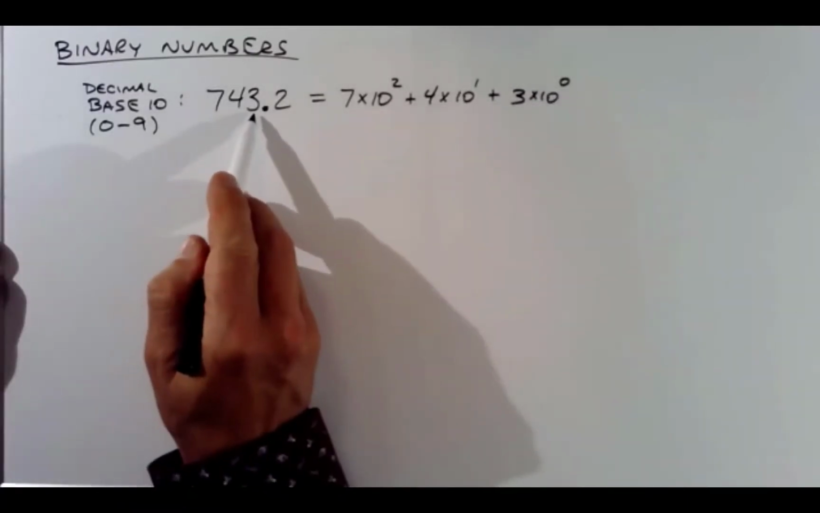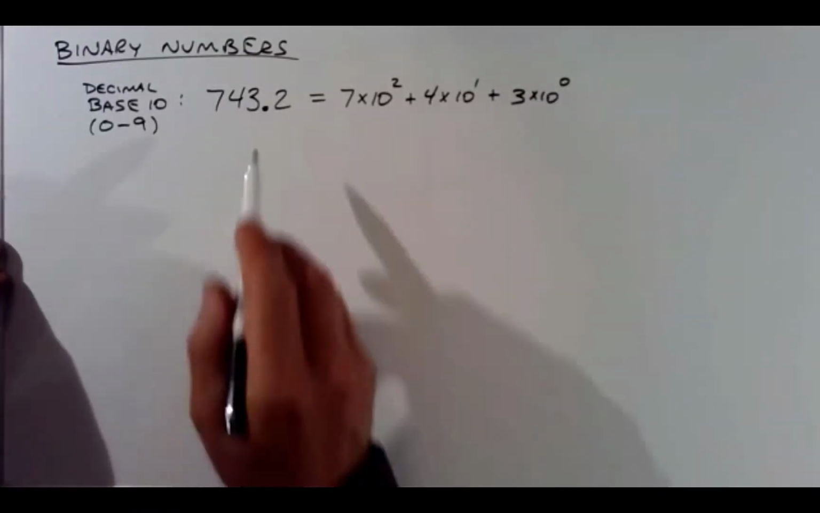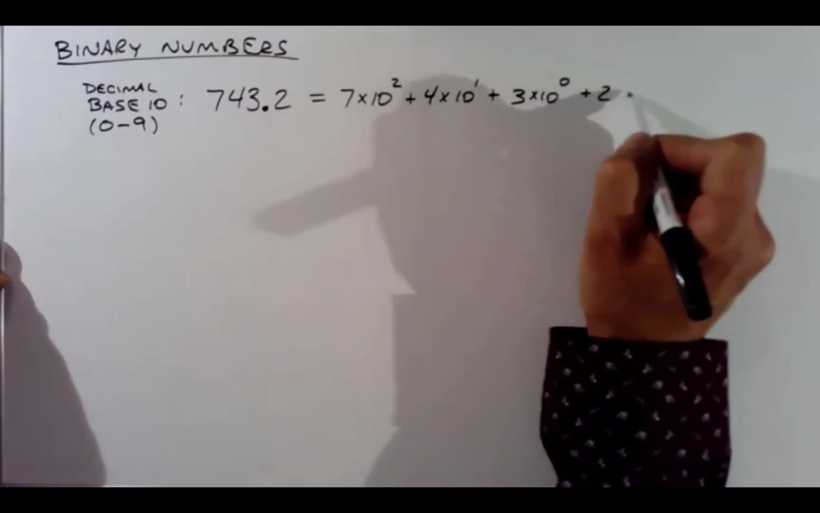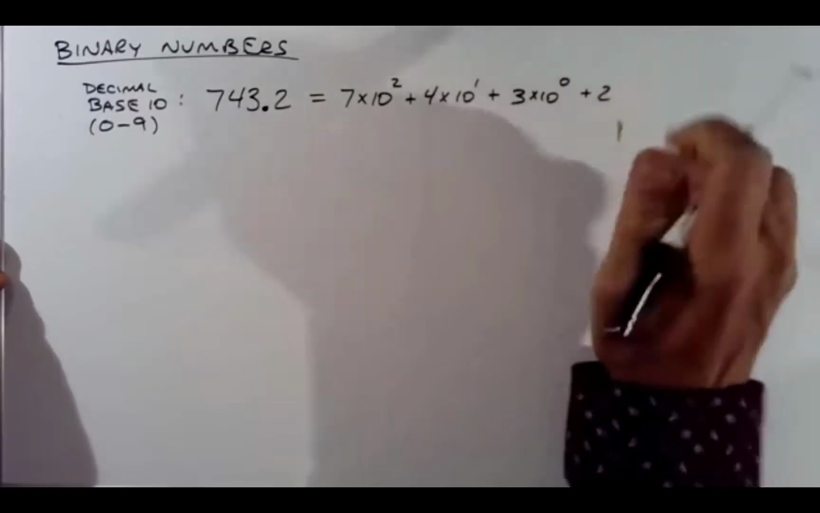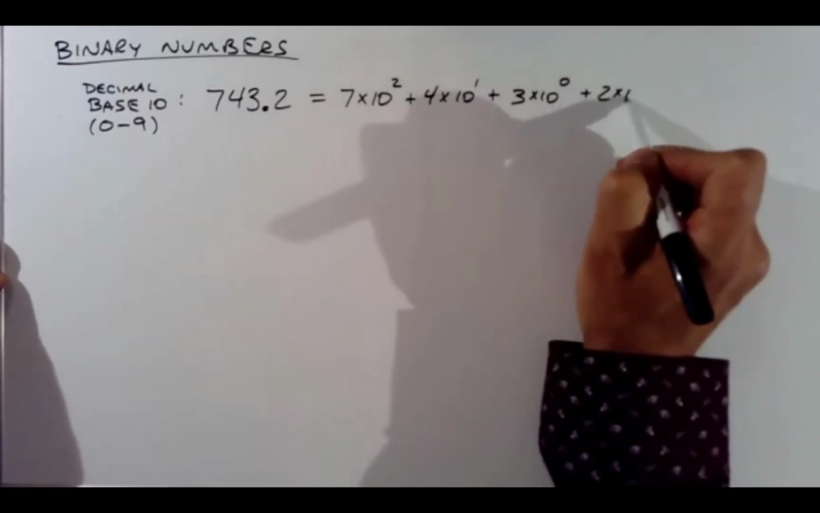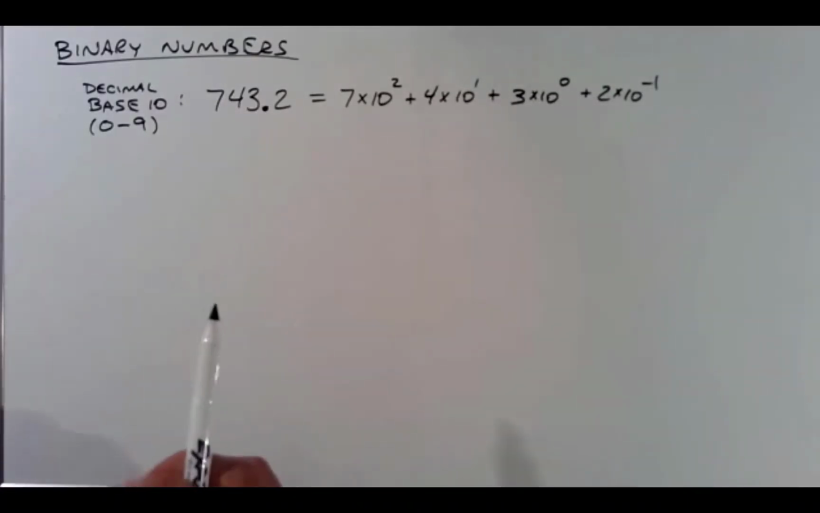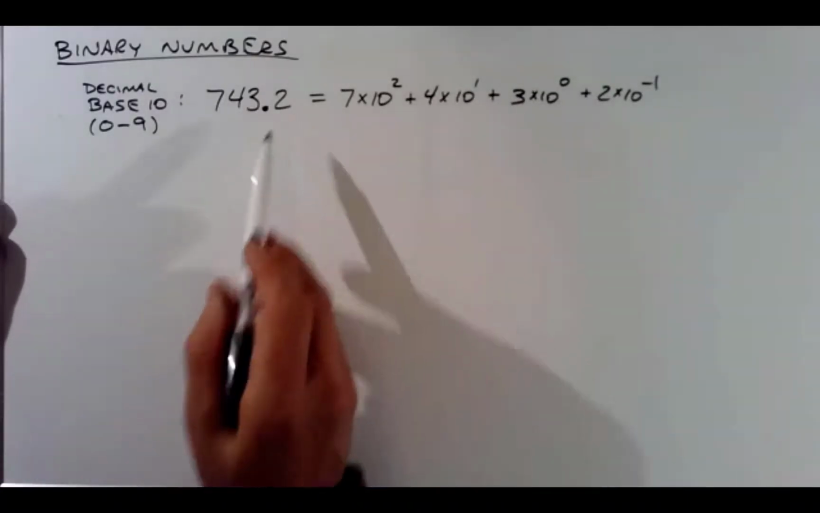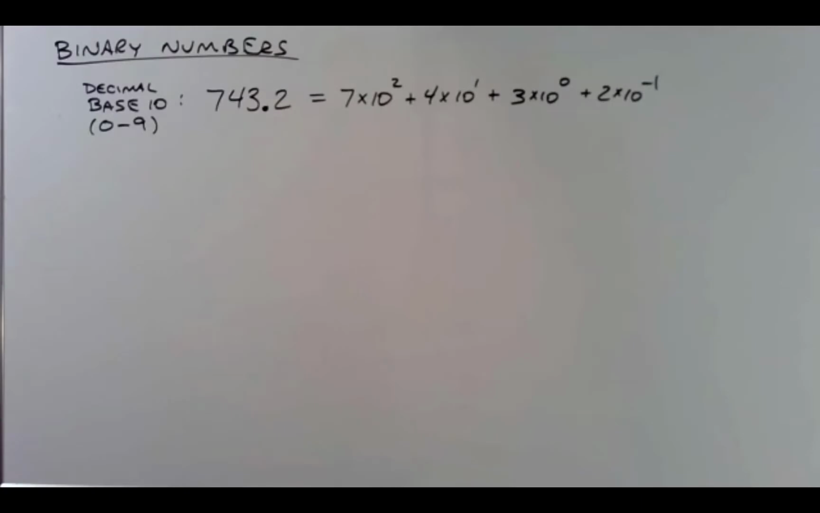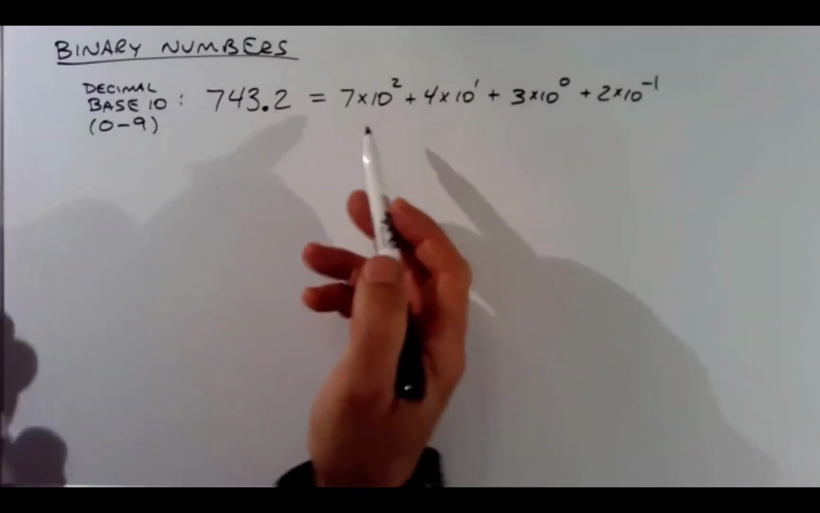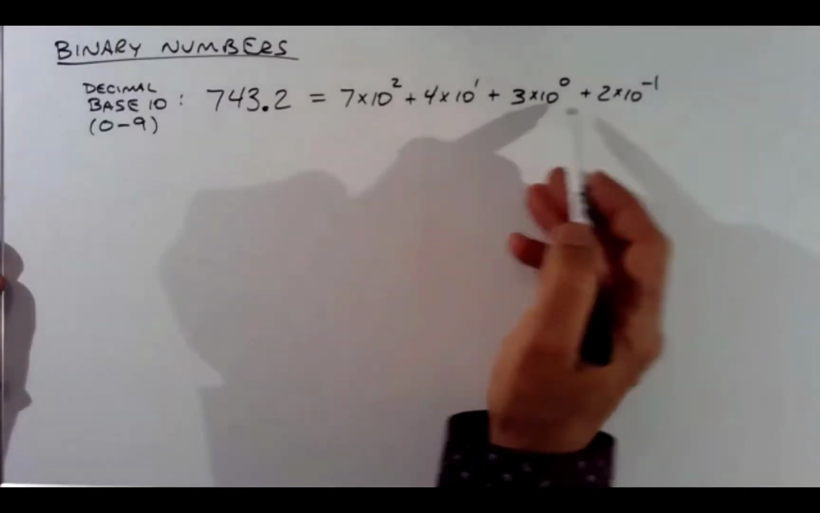I'm calling that first position to the left of the radix, position 0. And then the 2 is to the right of the radix, and so we interpret that as 2 times 10 to the power of -1. We're calling positions to the right of the radix negative positions, and that's 1 position to the right, so that's a -1. So this is what we mean: 700 plus 40 plus 3 plus 2 to the negative 1, 1/2, right?